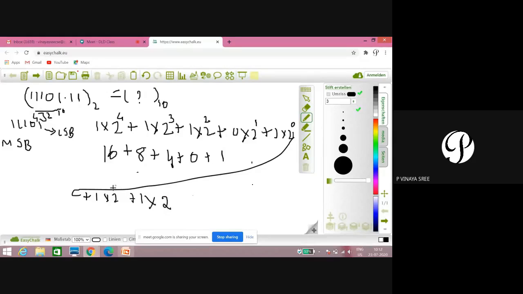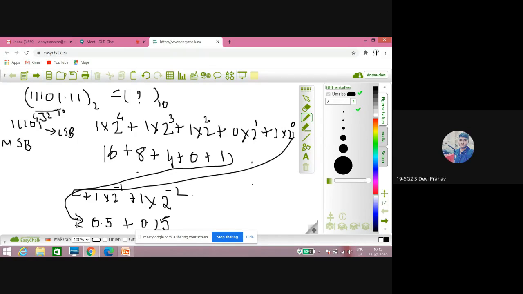In the fractional part I have to start from the left side. So 2 power minus 1, 2 power minus 2. What value will you get? 1 into 2 power minus 1 is 0.5, and the next is 0.25. Add all this: 16 plus 8 plus 4 plus 1 plus 0.5 plus 0.25. What will be the result? 29.75.